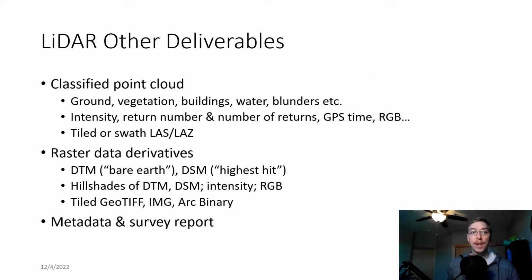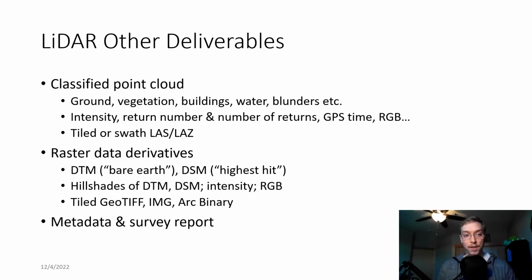Other deliverables, we can get classified point clouds. So you can really do anything you want with a LiDAR point cloud. You can classify it into things like ground, low, medium, and high vegetation, buildings, water, error points, blunders, etc. You can look at the intensity, return number, number of returns, GPS time, and RGB values. You can tile or swath into LAS or LAZ. LAZ is the compressed form of LAS, which is your typical LiDAR file type.